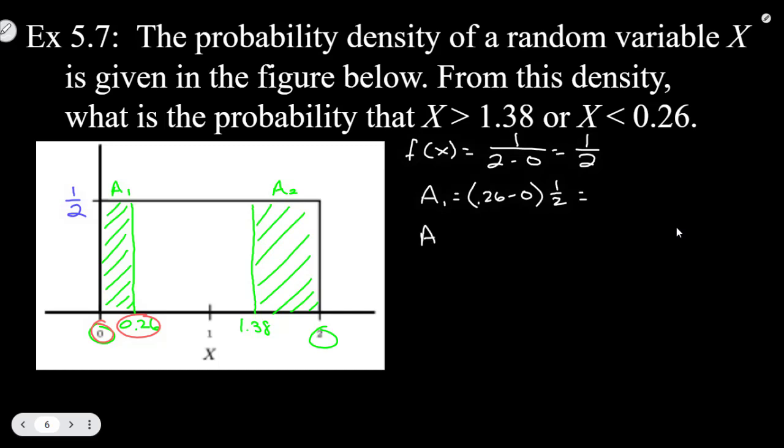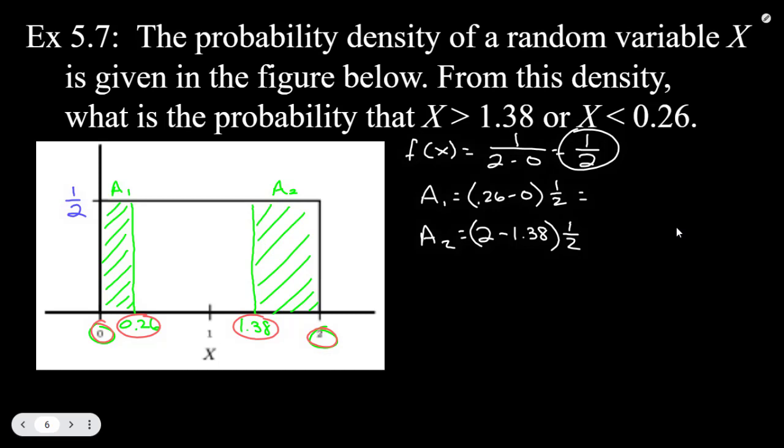And then for area 2, we'll do the same thing. The higher boundary value is 2. The lower one is 1.38. That gives us the total width of that area. So 2 minus 1.38. That's the length of the base times the height, which is 1/2. That's the value of our function. And we're just looking at each of those rectangles.